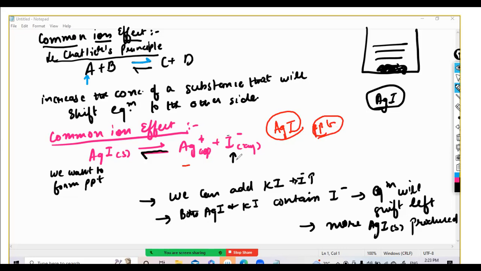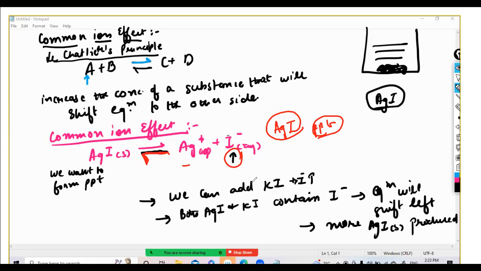Now let's try to increase the concentration of the iodide ion. If I increase the concentration of iodide ion, what will happen? It will shift in that direction in which iodide ions are being consumed. So in this direction, iodide ions are being consumed. In this way, equilibrium will try to balance this change. It will move towards the backward direction.